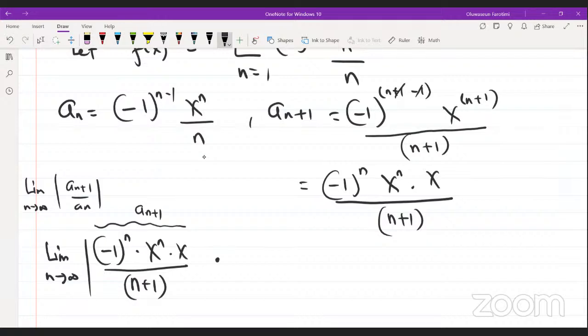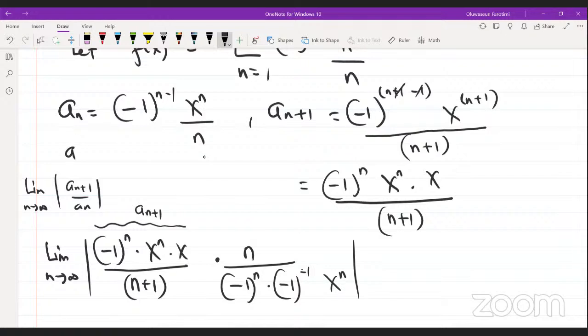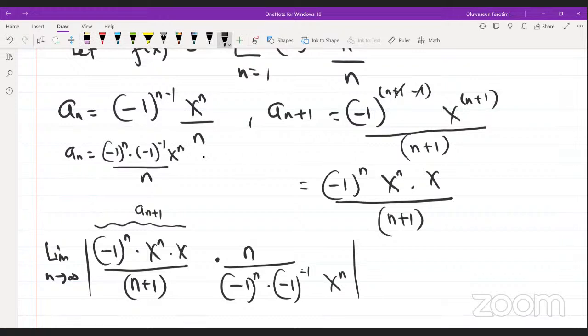So that means that once you put it here, flip, this becomes n divided by (-1)^n times (-1)^(n+1) times x to the power of n. So this is just me trying to split things up here. Okay, so let's see, can anything cancel? This takes off this. This gets rid of this.